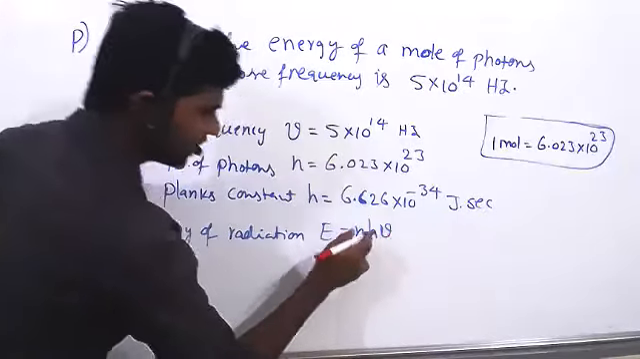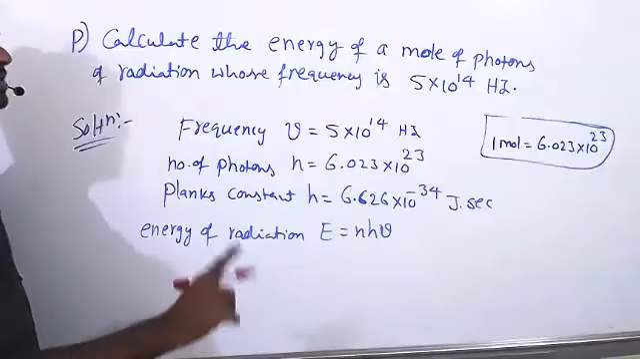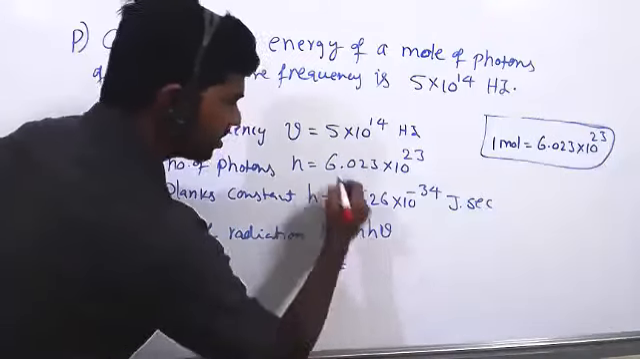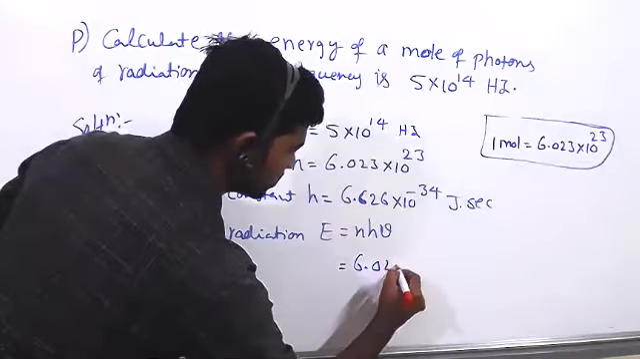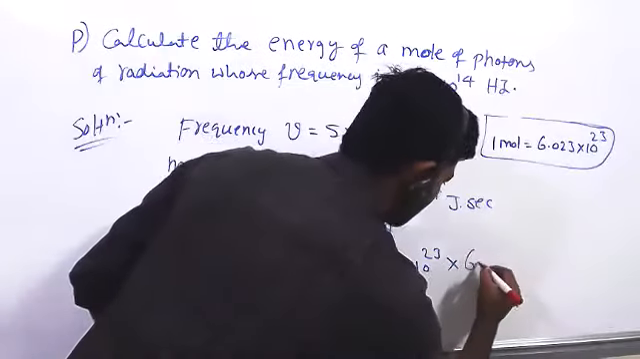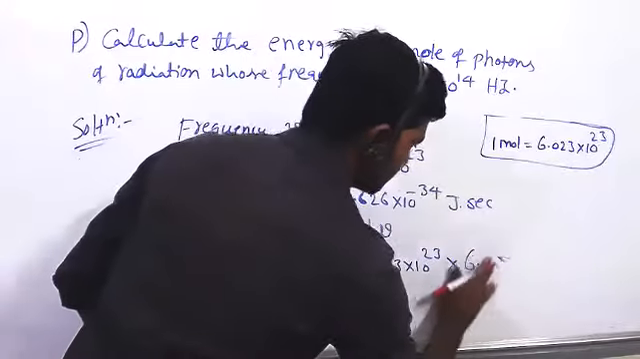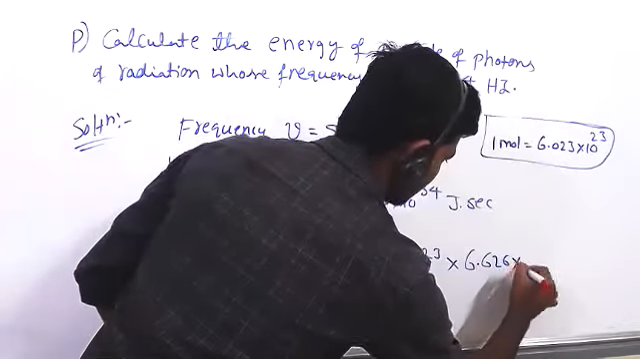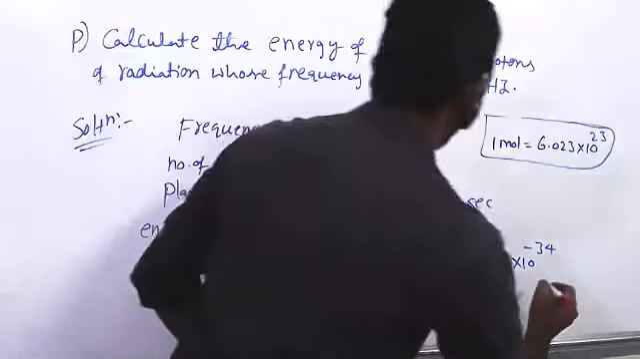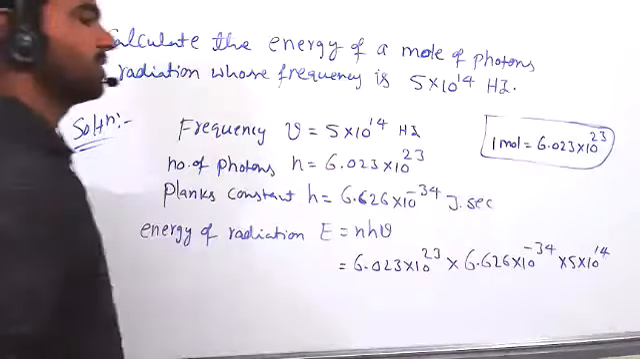Here it gives 1 mole of photons, that's why I am writing N h nu. Sometimes it asks simply the energy of a photon, and in such a case there is no need to write N. So 6.023 into 10 power 23 into 6.626 into 10 power minus 34 and the nu value 5 into 10 power 14. Now multiply all these values.